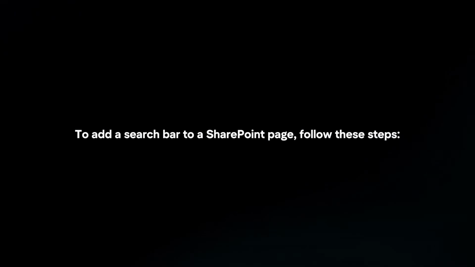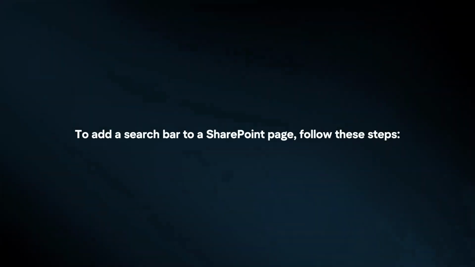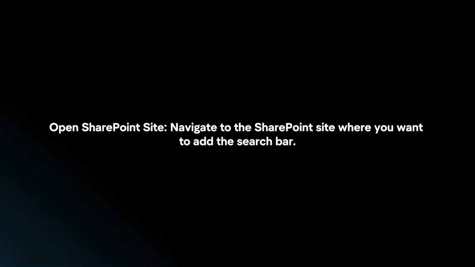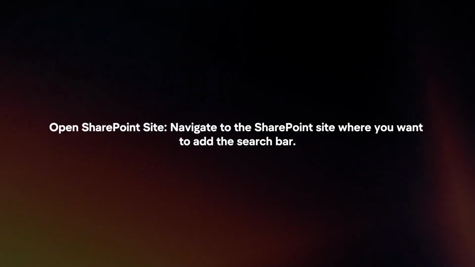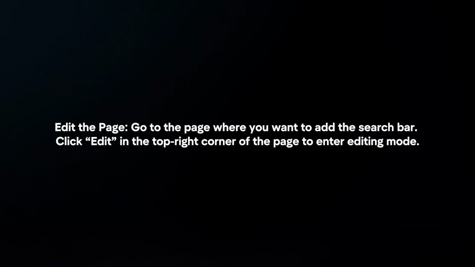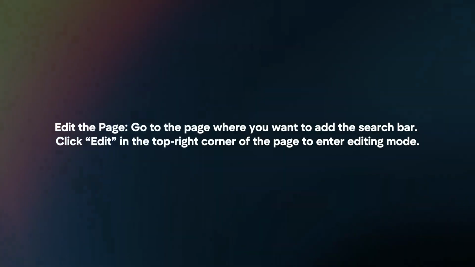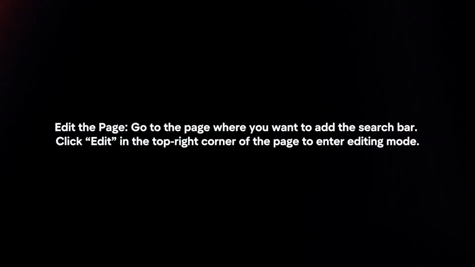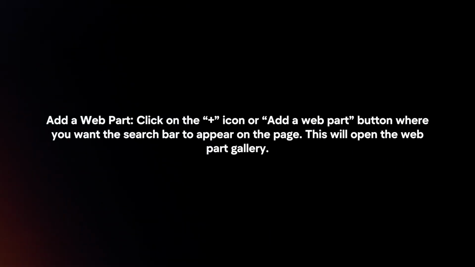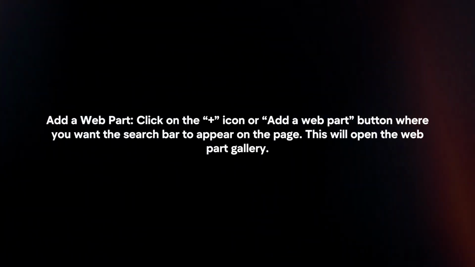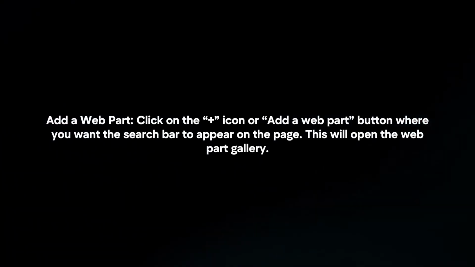To add the search bar to a SharePoint page, follow these steps. Open the SharePoint site: navigate to the SharePoint site where you want to add the search bar. Edit the page: go to the page where you want to add the search bar, and click Edit in the top right corner of the page to enter editing mode. Add the web part: click on the plus icon or Add web part button where you want the search bar to appear on the page.